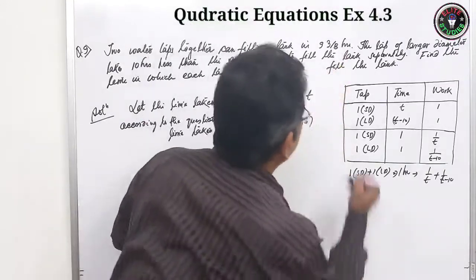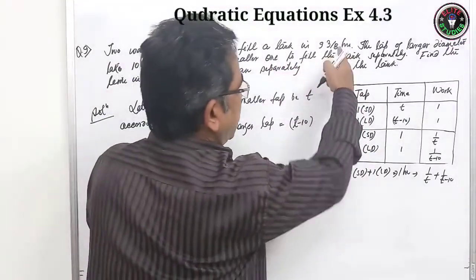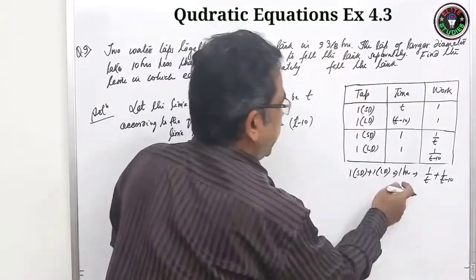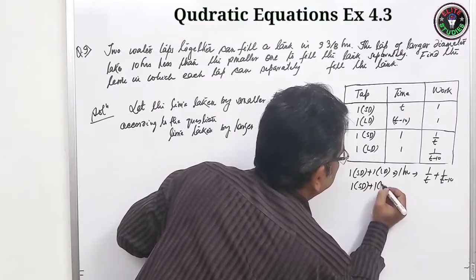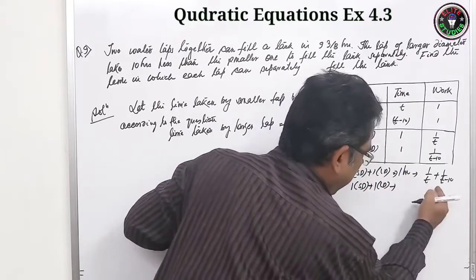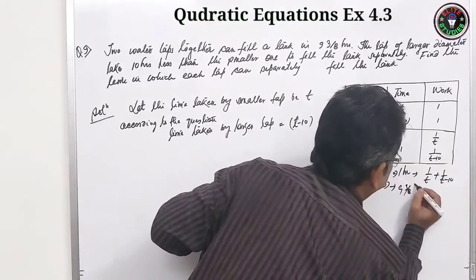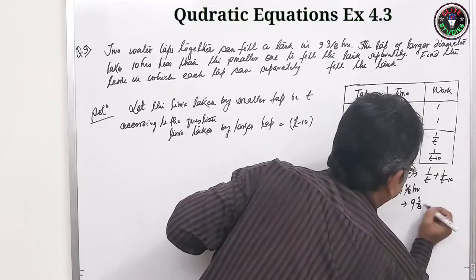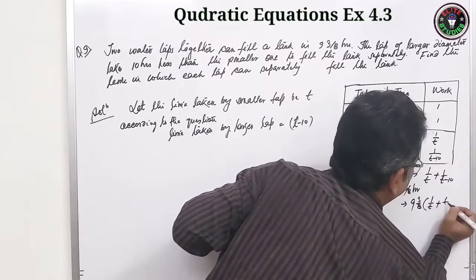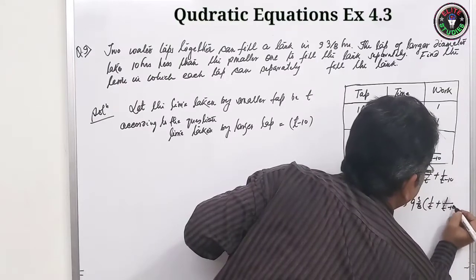Because the taps together can fill a tank in 9 3 by 8 hours, in 9 3 by 8 hours, what will they do? In 1 hour they are able to finish this much work. So in 9 3 by 8 hours, they will finish 9 3 by 8 into 1 by T plus 1 by T minus 10.